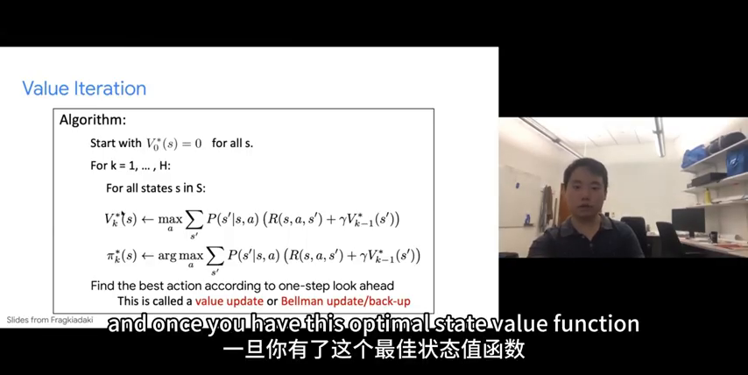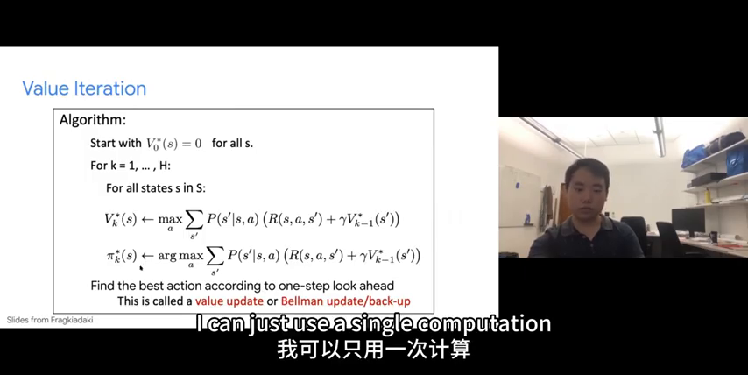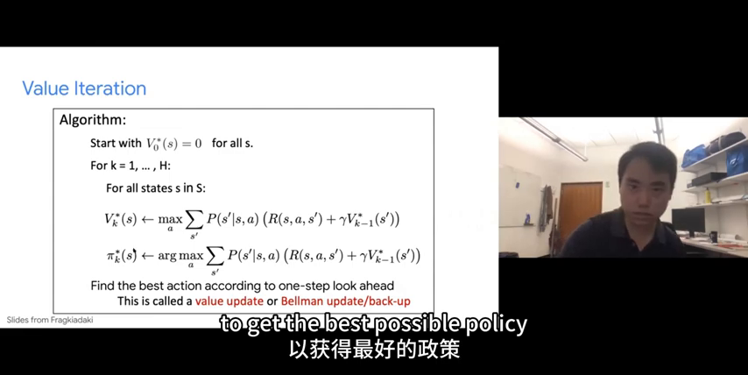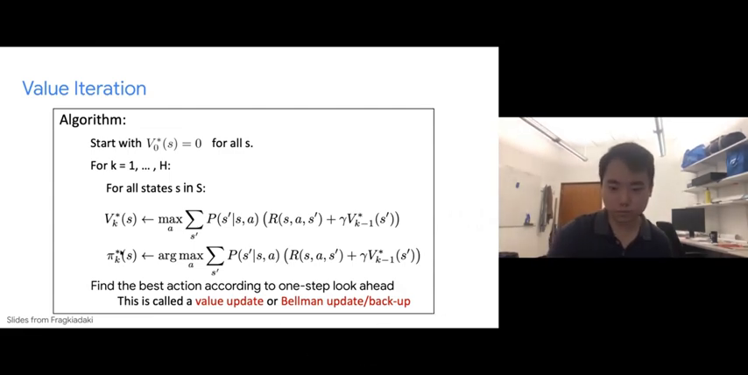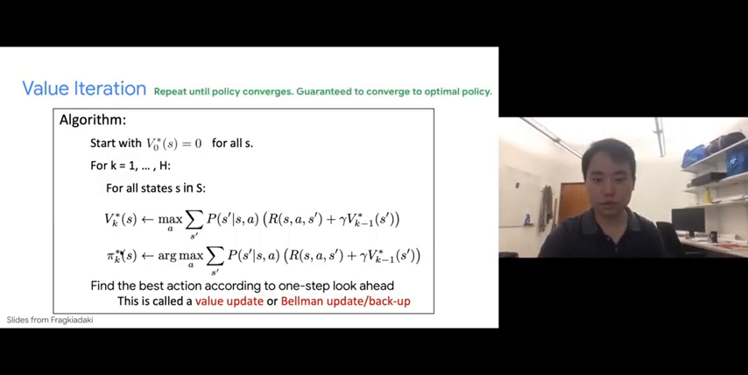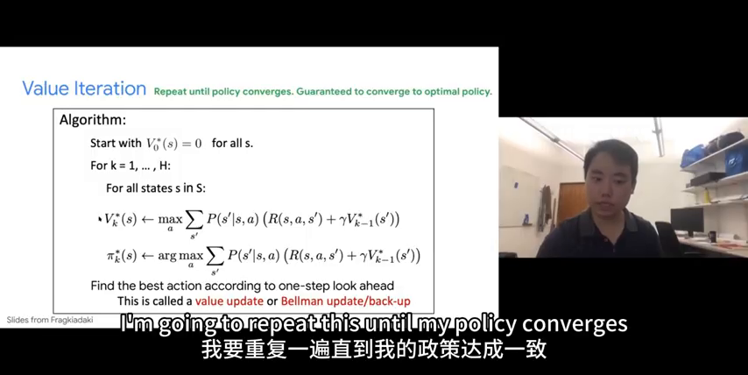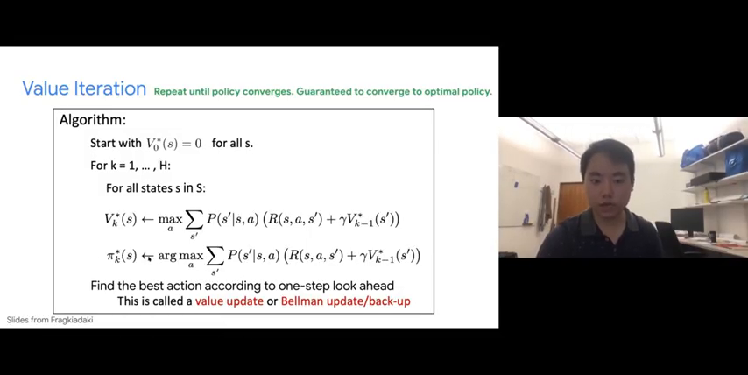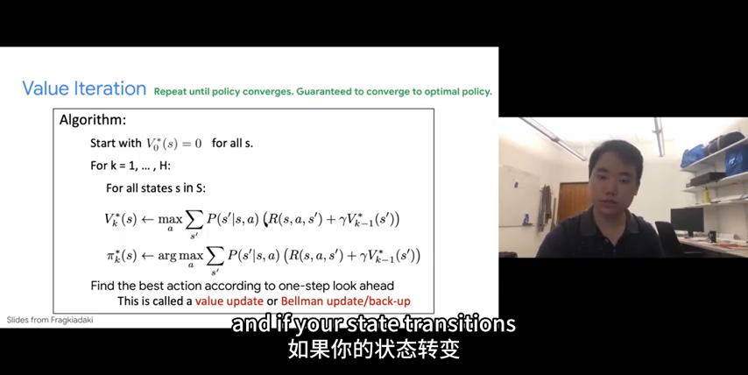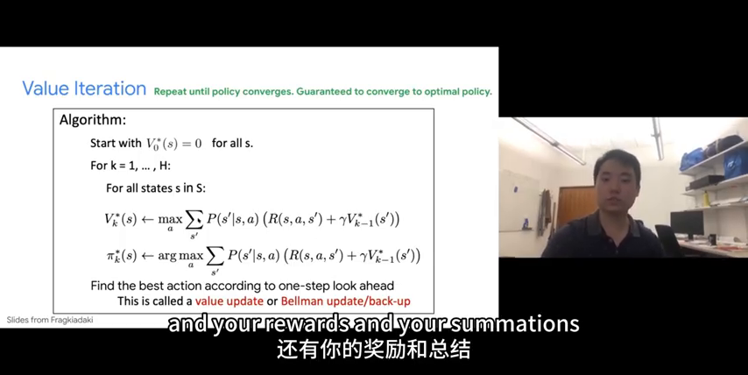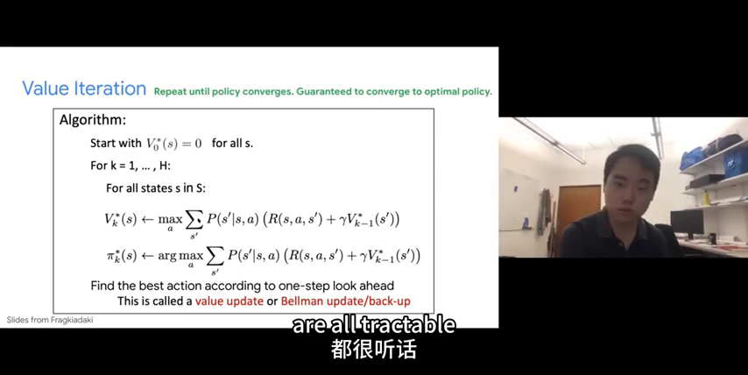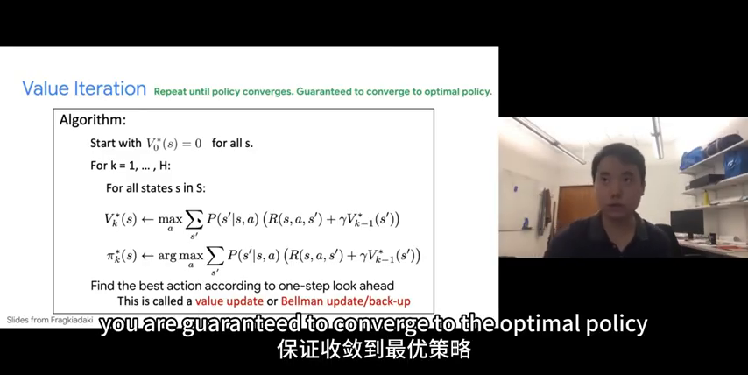And once you have this optimal state value function, I can just use a single computation to get the best possible policy. That's your pi star. So again, I'm going to repeat this until my policy converges. And if your state transitions, rewards, and summations are all tractable, then you are guaranteed to converge to the optimal policy.